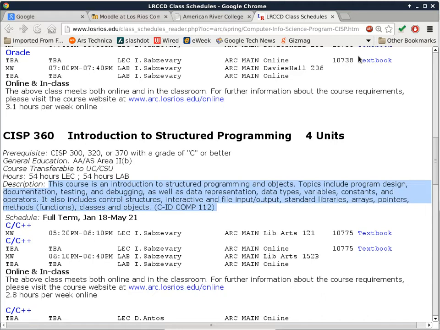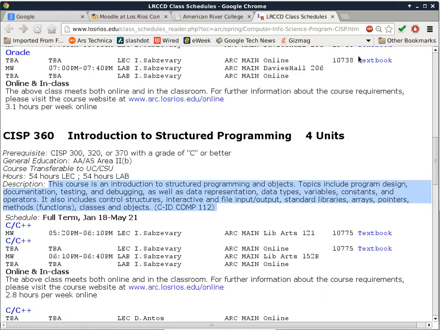As far as prerequisites, I know that at Sacramento City College, CISP 301 is the prerequisite. Yes, 301 typically should be considered equivalent to 300. So if you take CISP 301 from Sac City, you can usually take CISP 360 here, even though they are two different numbers. But that class is taught a little bit differently, so they put a different focus in programming.